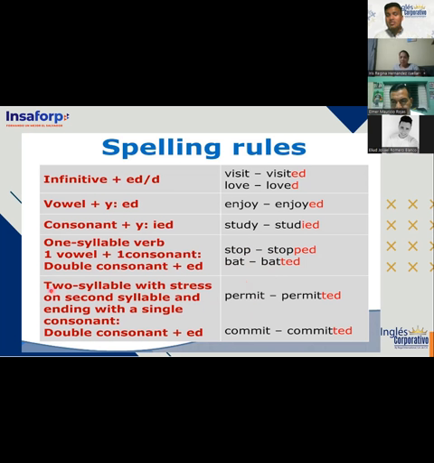In this case, what it says is a two syllable verb with stress on the second syllable and ending with a single consonant, we are going to double the last consonant and add ED. So permit, permitted. I have two syllables here, permit. So commit, committed. Okay. So according to the rules that we have here, do you guys have any questions so far?